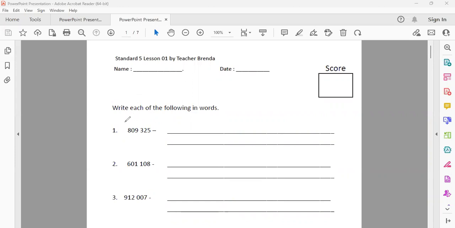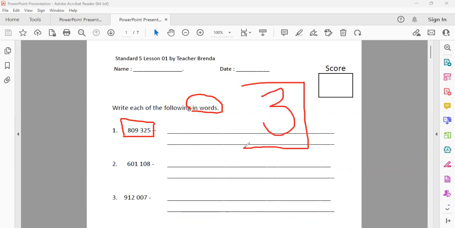In your module, page 1, you will be required to write out these numbers in words. Now, before you can do that, you will need to be able to read them out. So first of all, how do we read? We read numbers in groups of 3. It means in your lower primary, if I give you a 3-digit number, you will easily read this as 325.